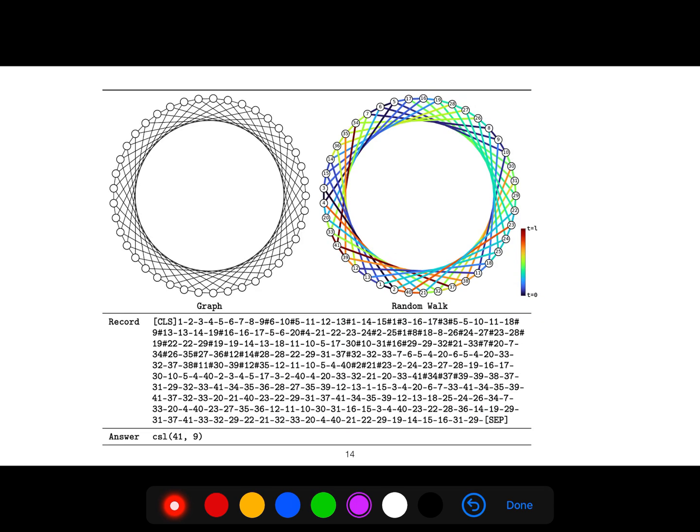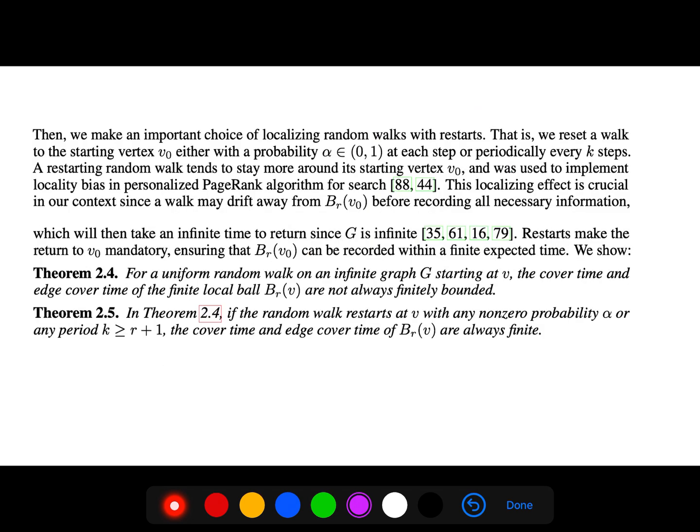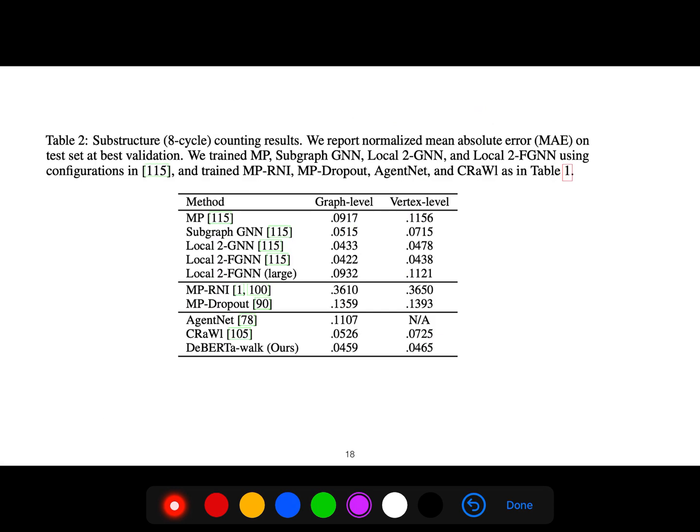Here is a simple random walk that you see that is created out of this graph. You start with CLS, the first token to indicate it's the first token, and the answer is CLS 41.9. And you can do it for vertex level tasks. You can do it for substructure counting. But either you're using node classification or graph classification.